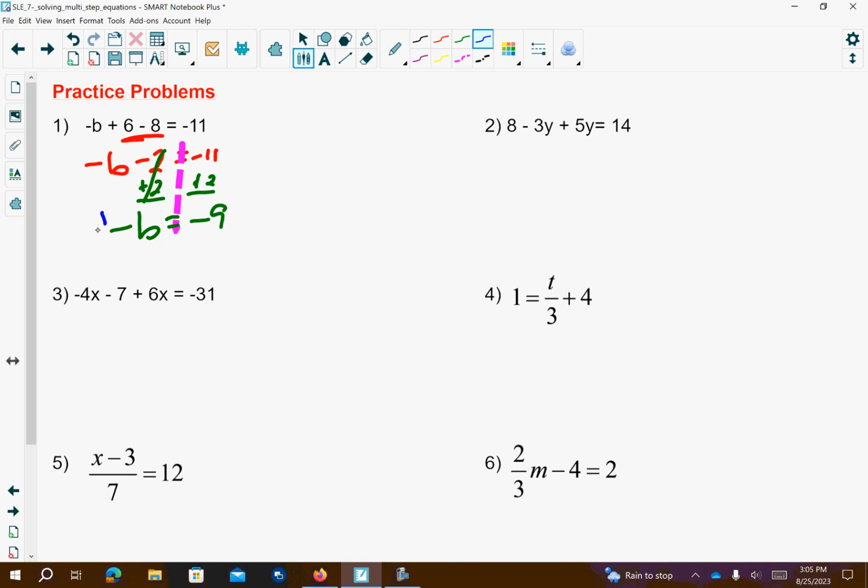And a couple of you struggled on the quiz. What did I do here? We'll multiply both sides by a negative, and I get positive 9 is my answer.